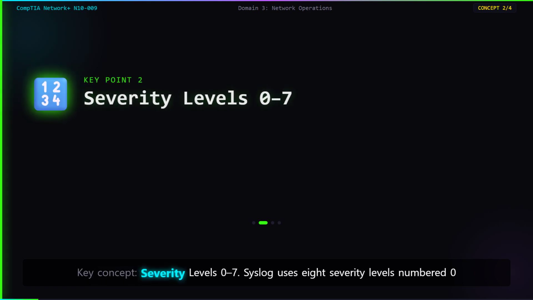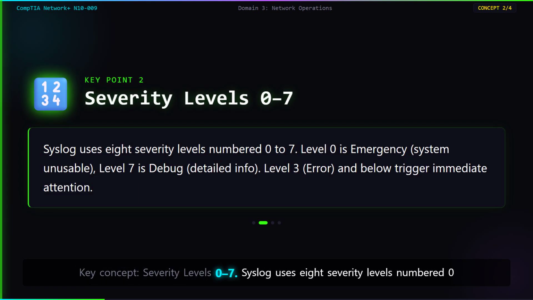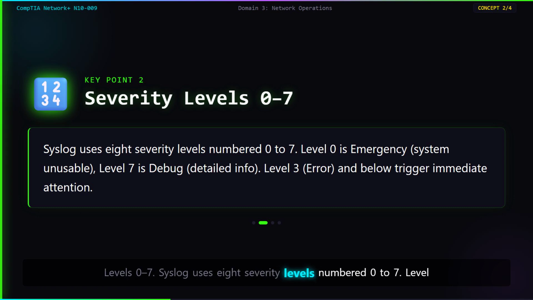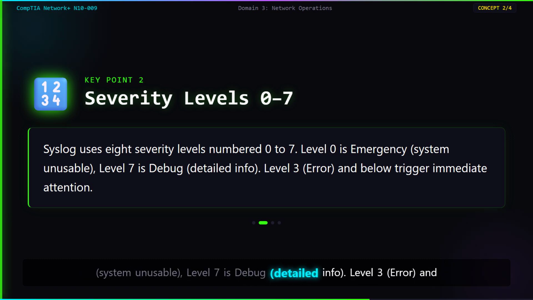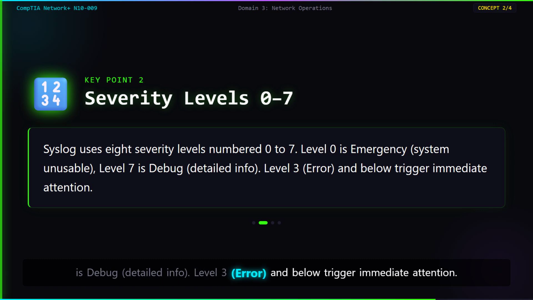Key concept: Severity Levels 0 to 7. Syslog uses 8 severity levels numbered 0 to 7. Level 0 is emergency, system unusable. Level 7 is debug, detailed info. Level 3, error, and below trigger immediate attention.